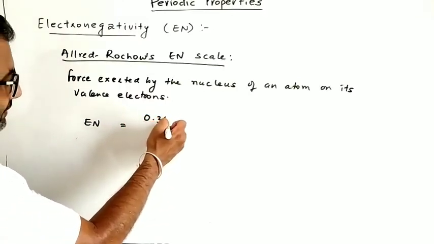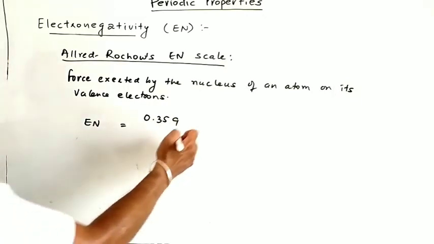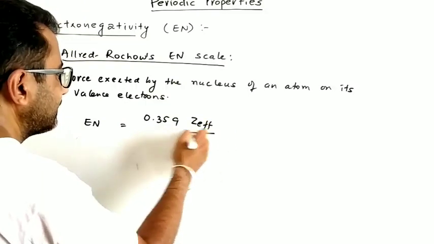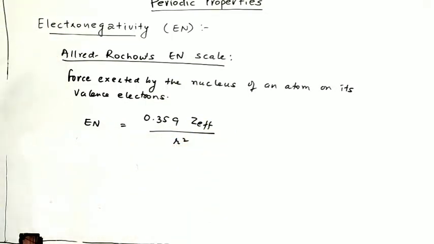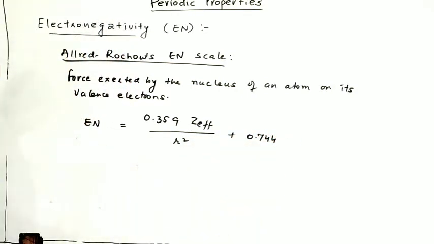EN equals 0.359, that's a fixed number, Z effective by r squared, plus 0.744. Here Z effective is the effective nuclear charge, and r is the covalent radius. The relative electronegativity values of different elements are the same. The scale is extremely helpful for applying in various concepts like bond formation and ionic character.